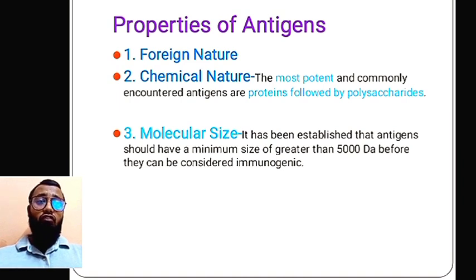The second property of the antigen is the chemical nature. We all know that the most potent and commonly encountered antigens are made up of proteins and polysaccharides, but they can also be made up of lipids and nucleic acids. In the case of protein, the antigen should contain immunogenic regions with at least 30% of amino acids like lysine, glutamine, arginine, glutamic acid, asparagine, and aspartic acid. These are the main amino acids which make a protein antigenic in nature.